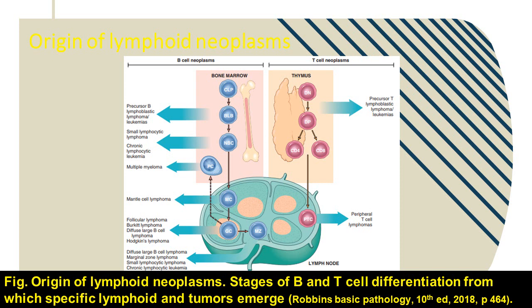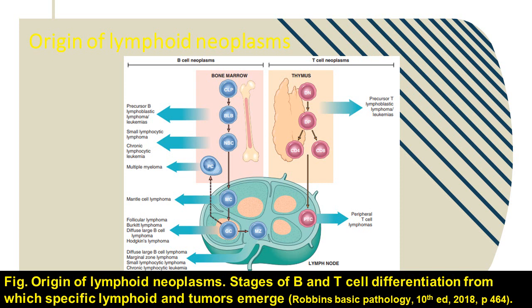The tumors that emerge from the germinal center B cells are mainly the follicular lymphoma, Burkitt lymphoma, diffuse large B-cell lymphoma, as well as Hodgkin's lymphoma. Whereas the tumors that emerge from the marginal zone B cells are mainly marginal zone lymphoma, diffuse large B-cell lymphoma, as well as small lymphocytic lymphoma and chronic lymphocytic leukemia. The latter two could also emerge from the naive B cells. Multiple myeloma mainly emerges from the plasma cells.